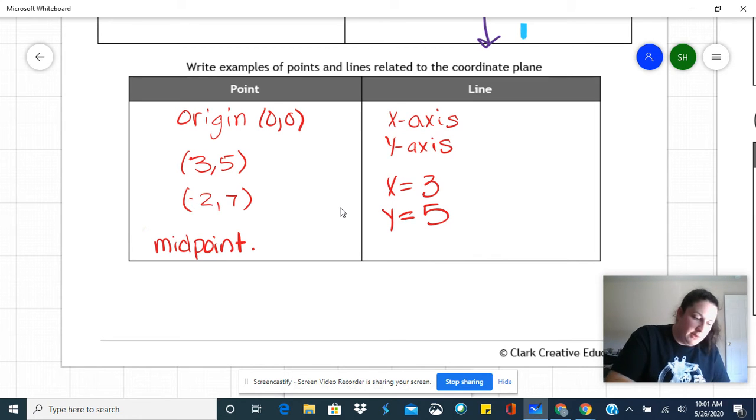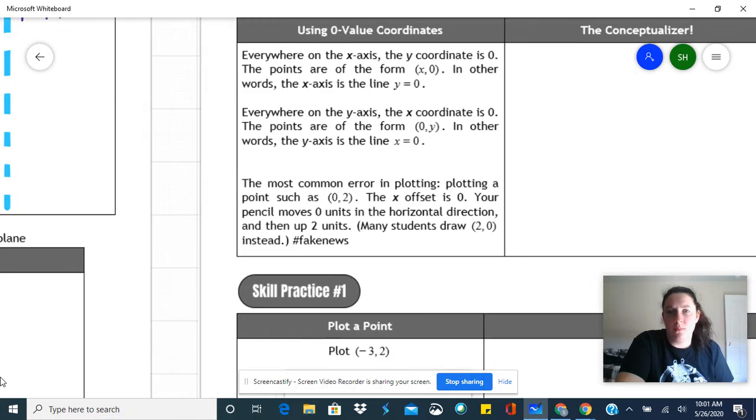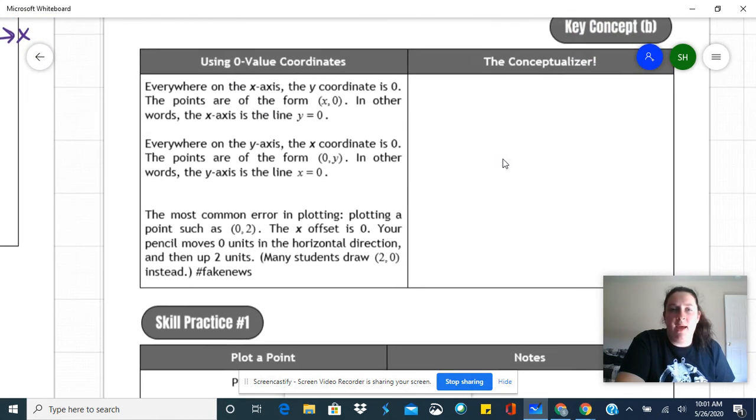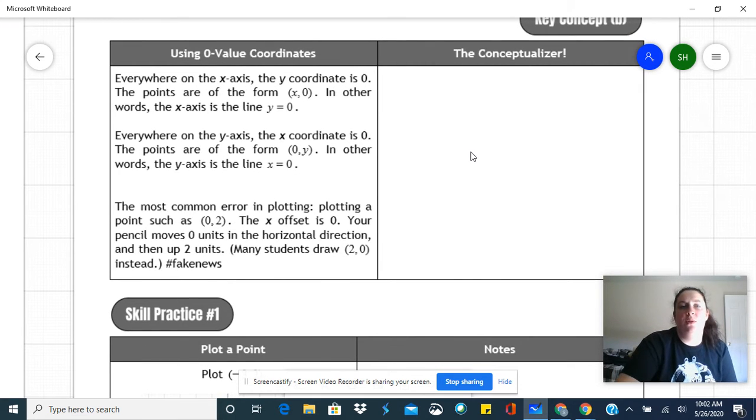Okay? So now, one more concept. When we are using a zero value coordinate, everywhere on the x-axis, the y-coordinate is 0. The points are in the form of x, 0. In other words, the x-axis is the line y equals 0. Everywhere on the y-axis, the x-coordinate is 0. The points are of the form 0, y. In other words, the y-axis is the line x equals 0.